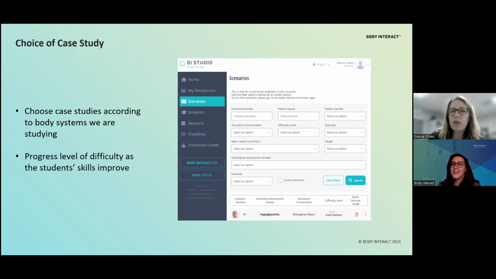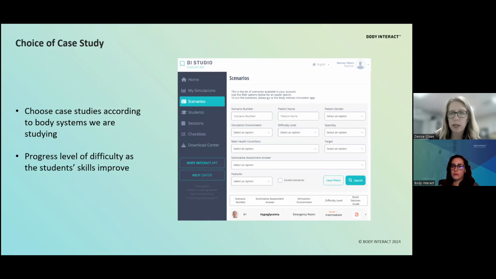So this screen, I believe I've already chosen more filters. So when you go to pick a scenario, you can choose it based on all these filters that are shown. And the place that I start is difficulty level. So my sophomores, I start them at the basic level at the beginning of the year. I start the juniors at the intermediate level. And then at the end of the year, we jumped up.